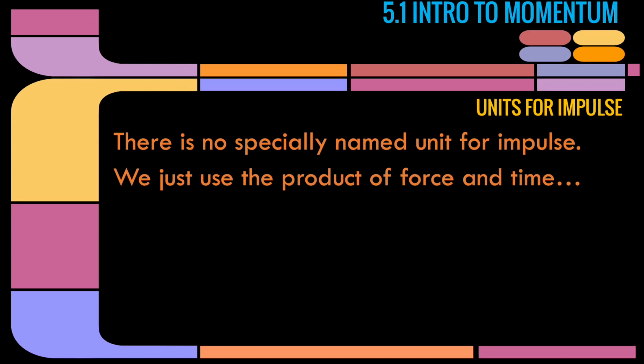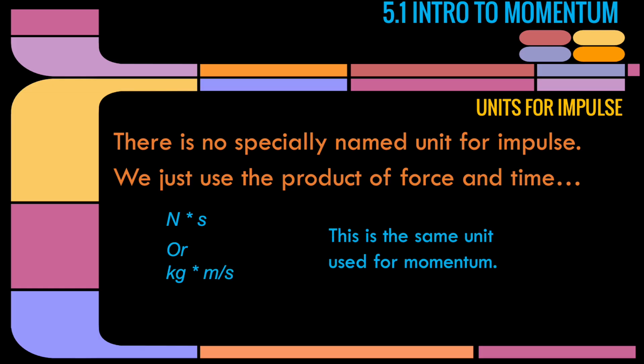So there's no specialty named unit for impulse. We just use the product of force times time, which is a Newton second or a kilogram meter per second. So all the same unit for momentum. We don't have a specially named unit for that.